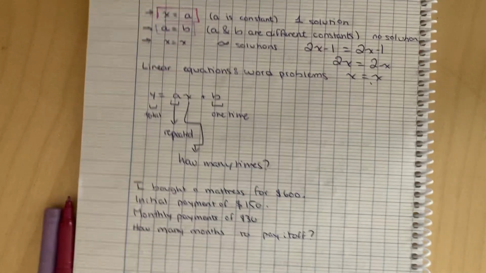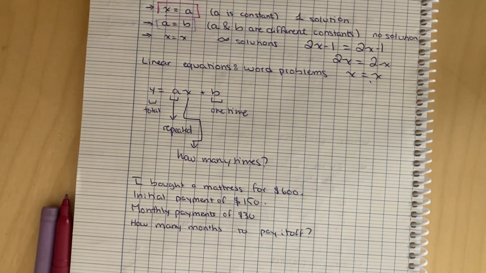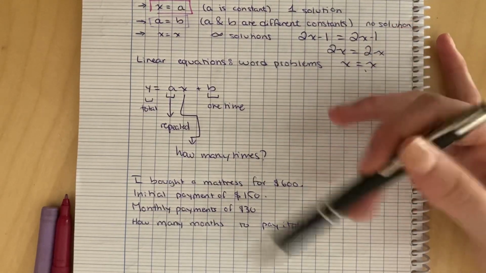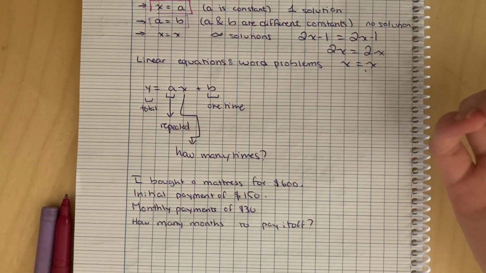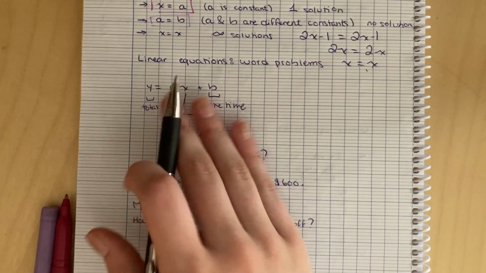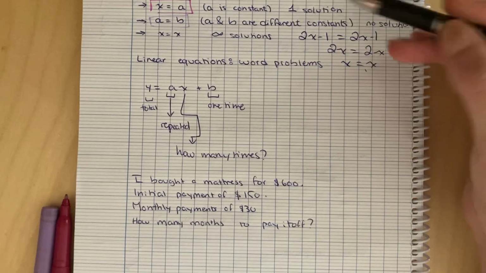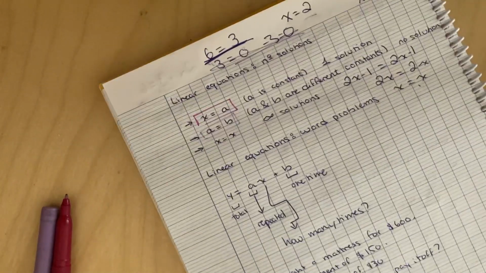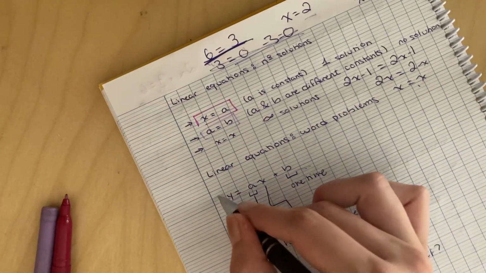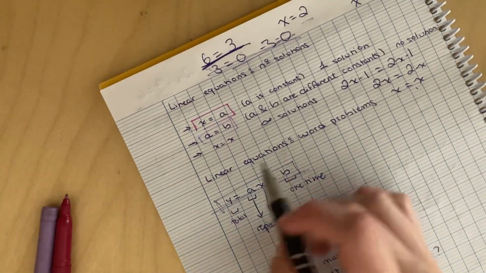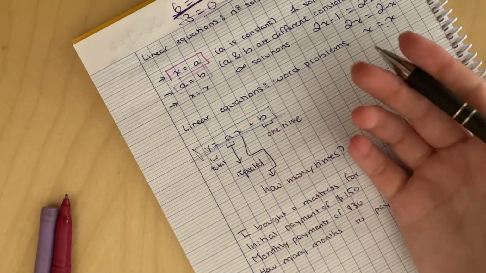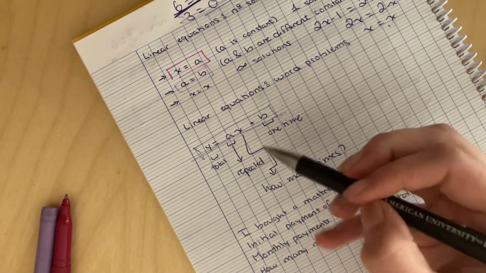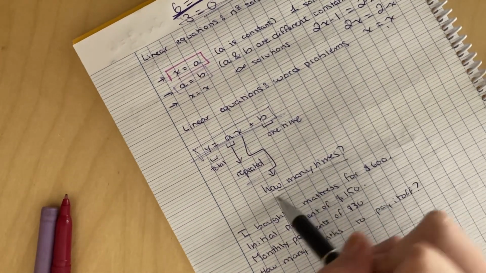Now in the SAT, linear equations can also come in the form of word problems. They might give you an equation and you need to get a certain value from it, or they might give you a problem and tell you to pull out the equation from it. One thing you need to remember about linear equations, y equals ax plus b: the thing on this side of the equation is the total. This right here is something that happens one time, a one-time addition. And this is something that's repeated this many times.